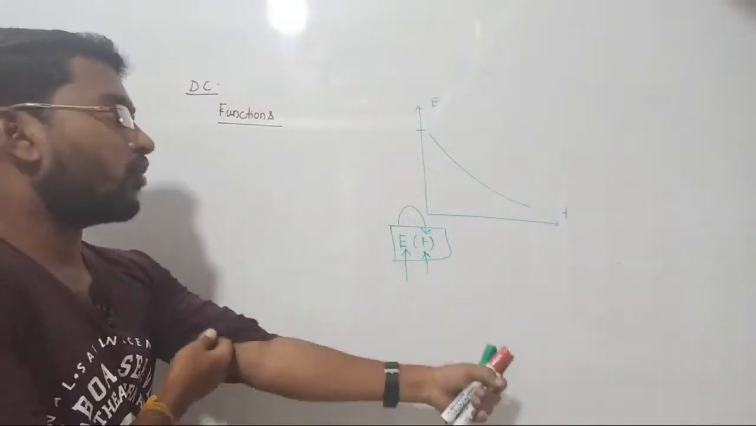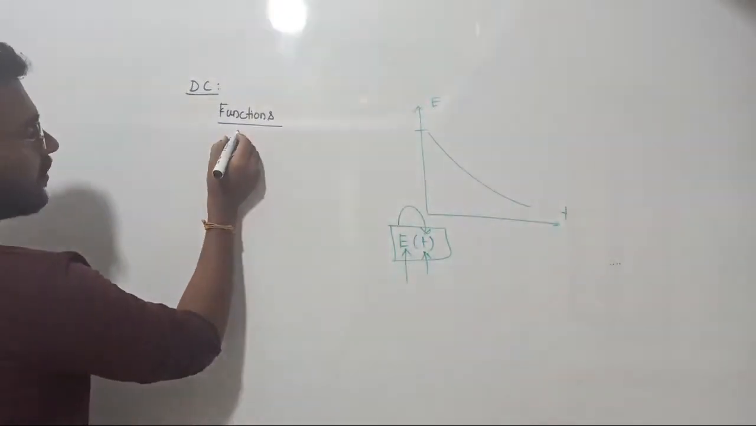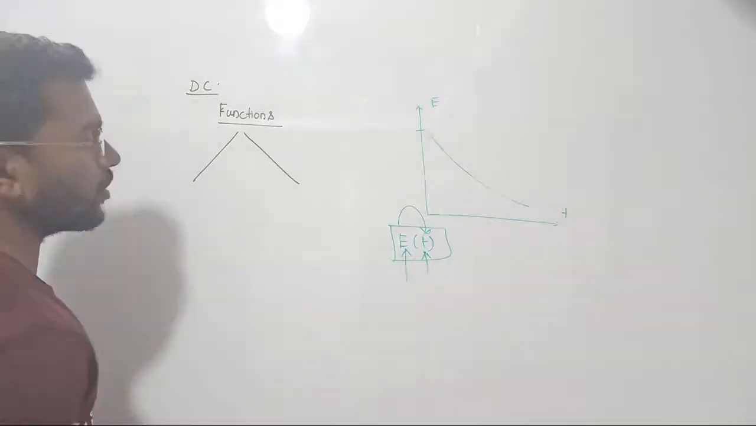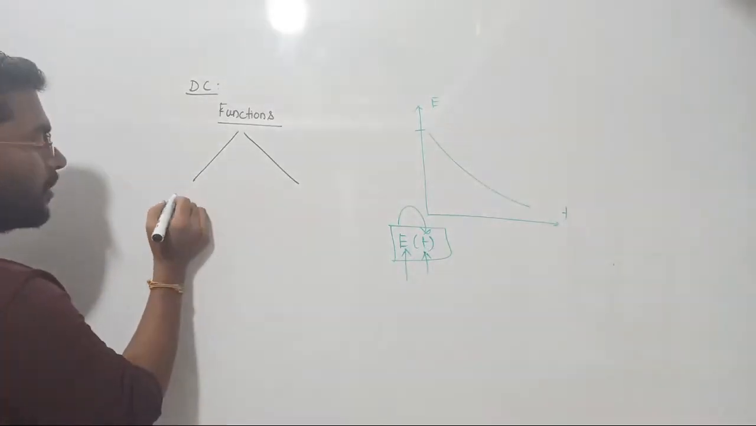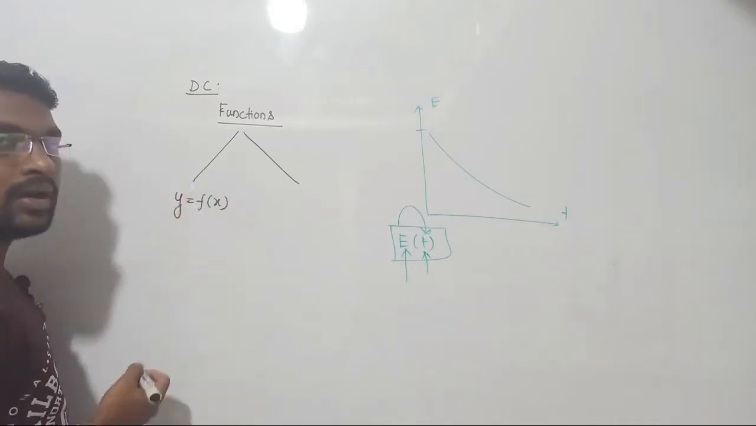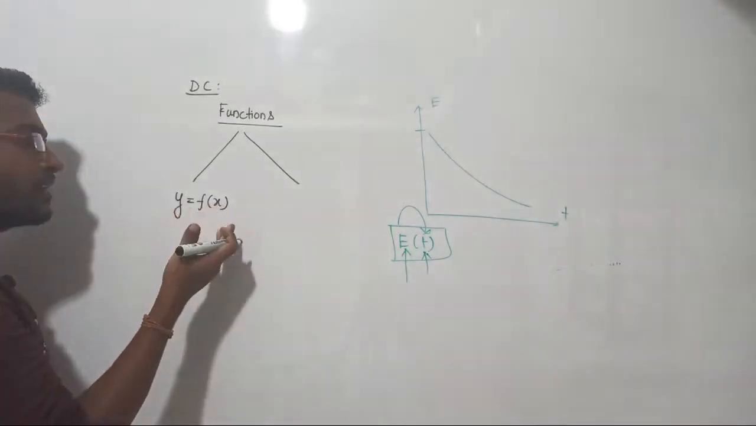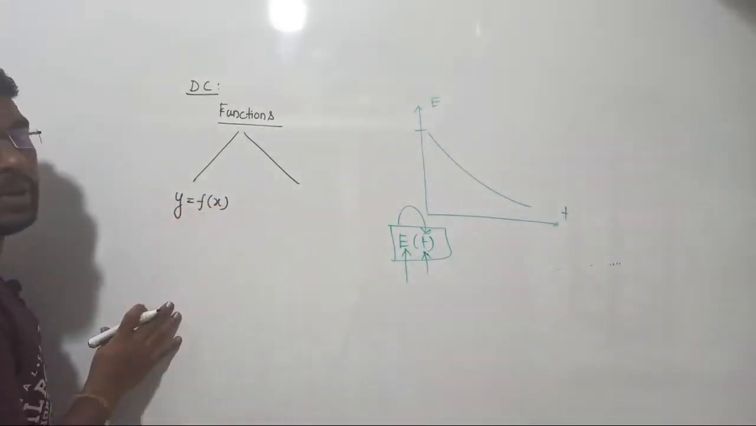In functions, this can be defined in two ways: one is a single valued function, another is a multi-valued function. Single means, for example, y depends only on x. In the x, you can consider time, voltage, current, power, temperature, pressure, whichever you want, and keep it here.